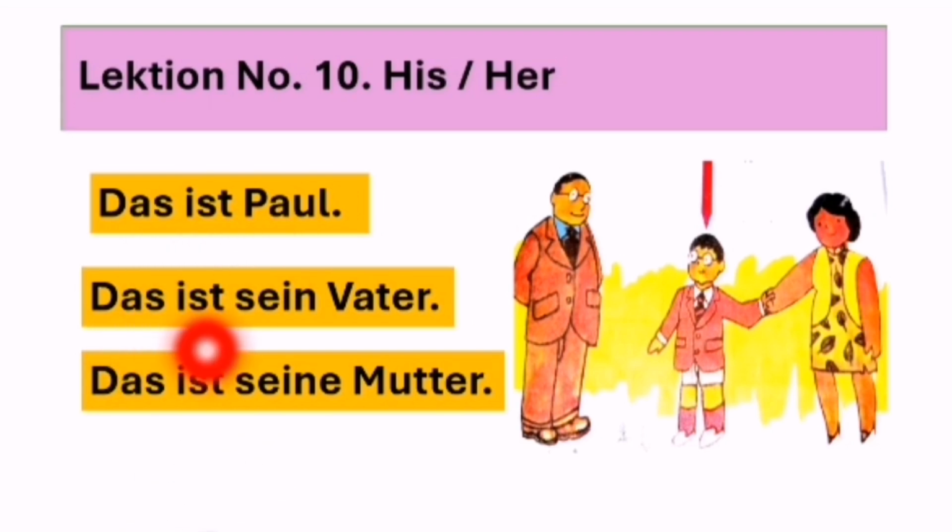Das ist Paul. Das ist sein Vater. Das ist seine Mutter. Okay? So look at this: sein Vater, seine Mutter, because Vater is masculine and Mutter is feminine.